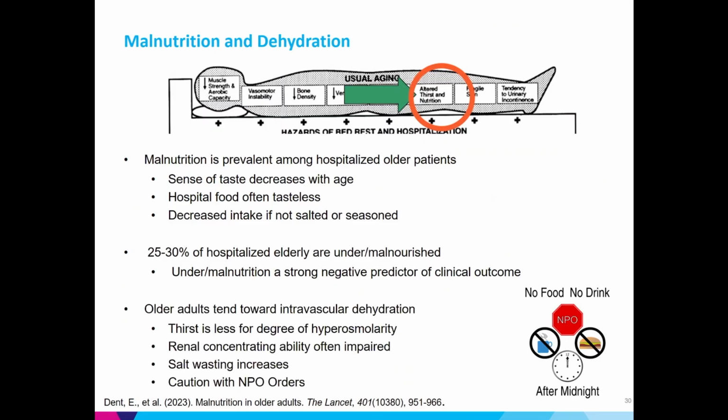Appetite and nutrition at baseline tend to decrease with age, and so we also should be mindful of the need for these NPO orders. Nothing by mouth for procedures that a patient may or may not have has significant implications for older adults who tend towards intravascular dehydration. A few things to remember is that thirst is less for the degree of hyperosmolarity. As you age, renal concentrating ability is often impaired, where salt wasting is more common. So being mindful of these orders is extremely important and not to delay resuming a diet for these patients.